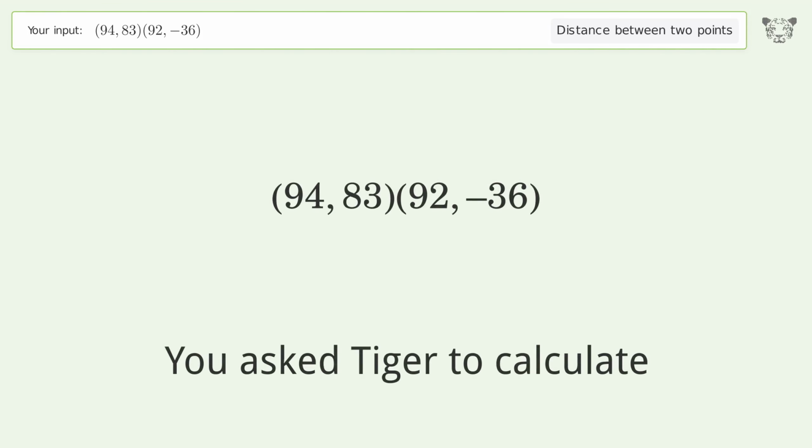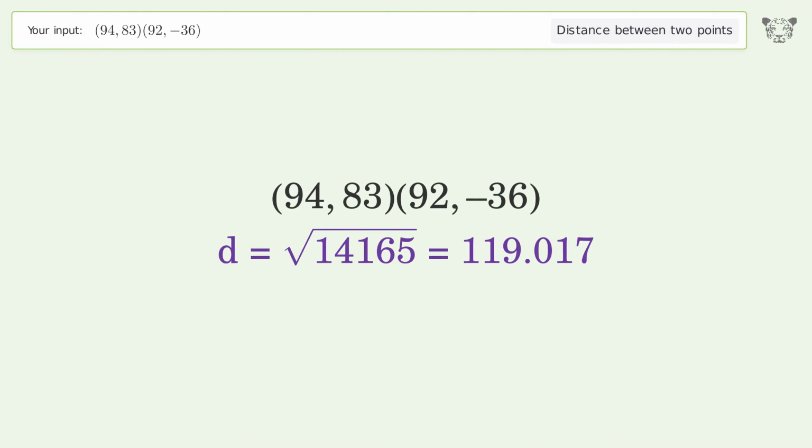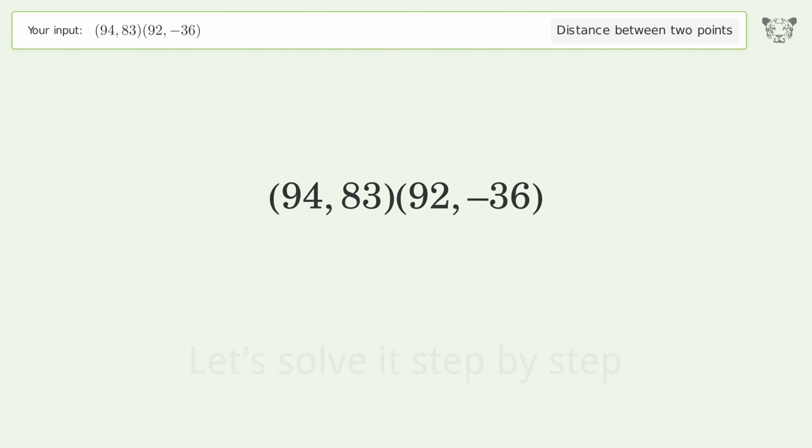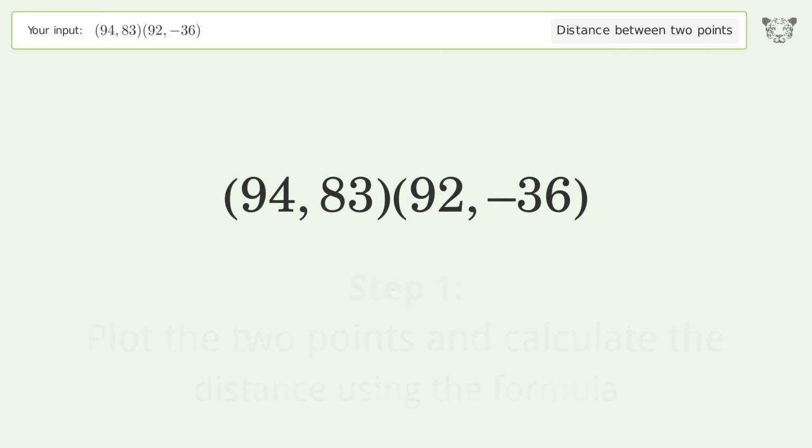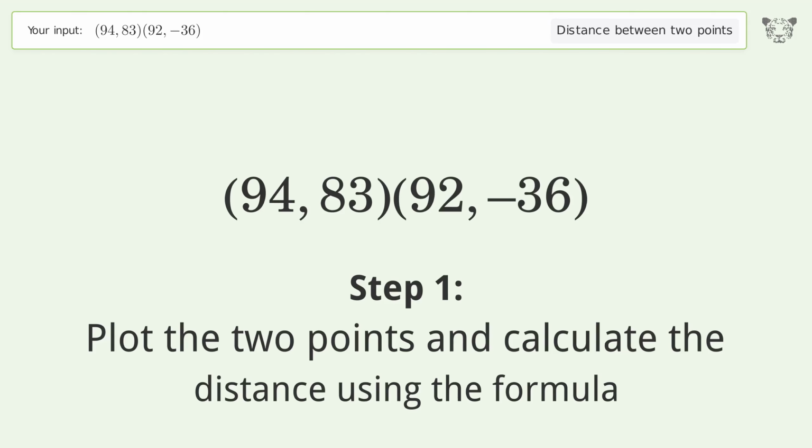You ask Tiger to calculate. This deals with the distance between 2 points. The distance between the 2 points is the square root of 14,165 or 119.017. Let's solve it step by step. Plot the 2 points and calculate the distance using the formula.